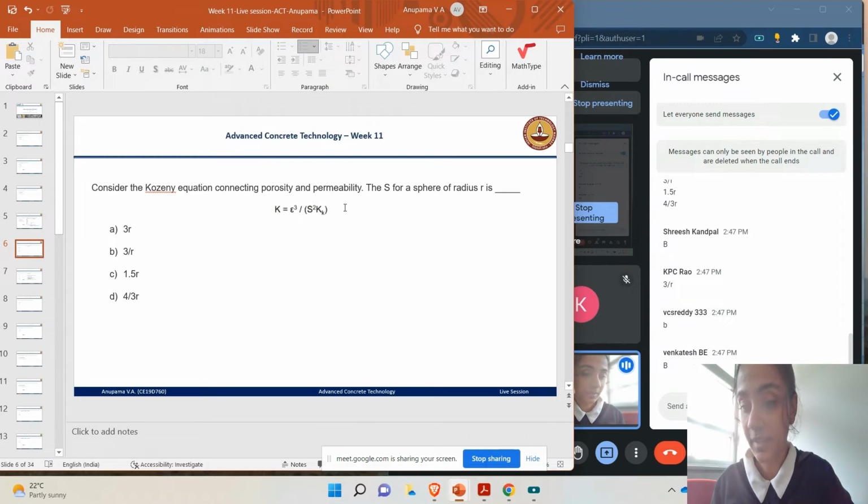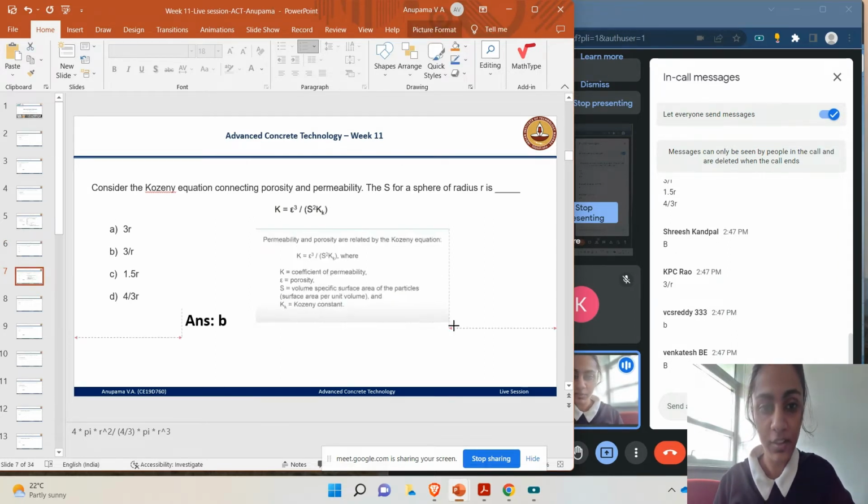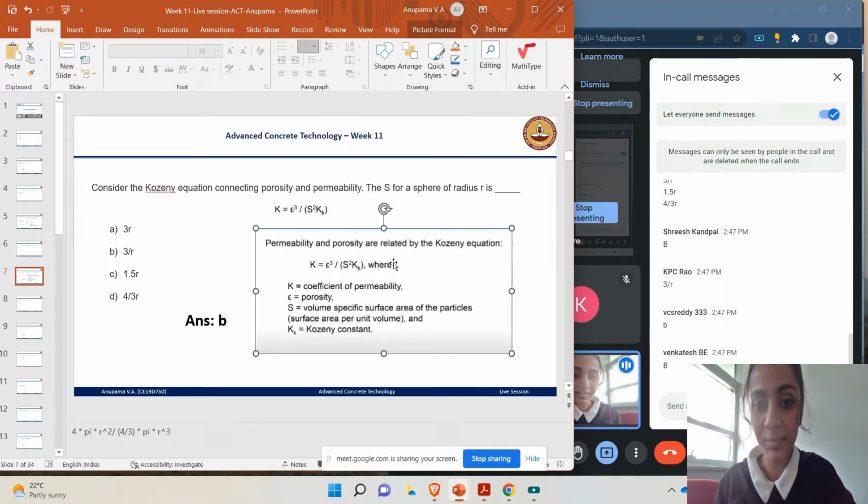So porosity and permeability are related by using the Kozeny equation, and there's a term S in that. So what is S for a sphere of radius r is the question. So here goes the answer. The correct answer is B, as all of you have rightly told. So from here you can see permeability and porosity. This is a screenshot from the same slides. So here, what is S? S is the volume specific surface area of the particle, which means the surface area per unit volume.